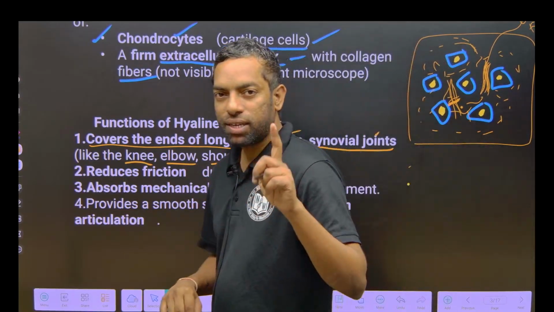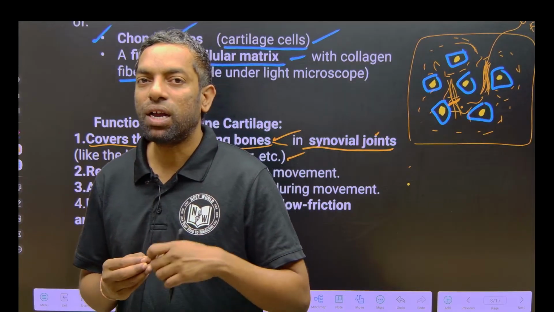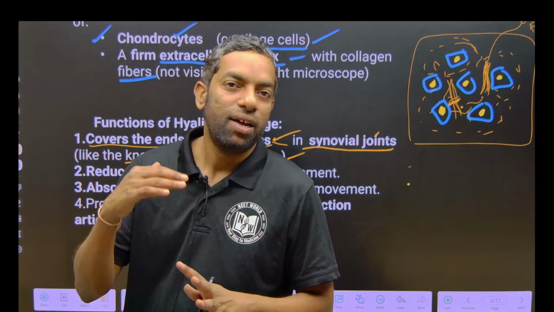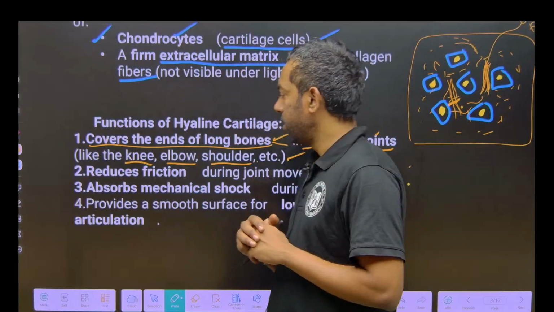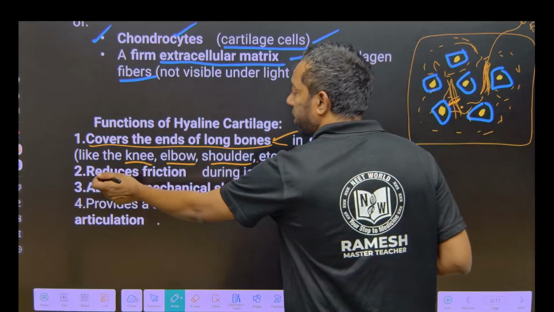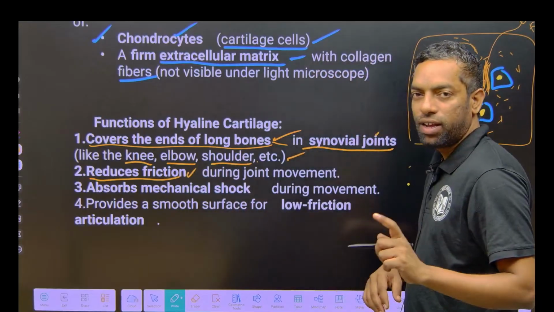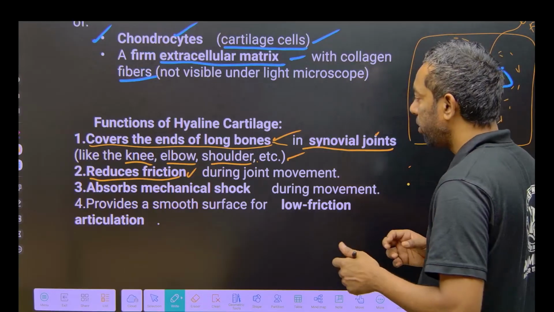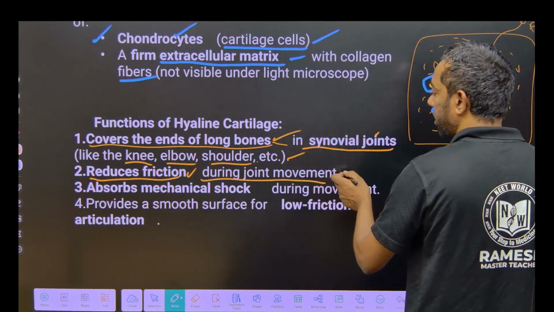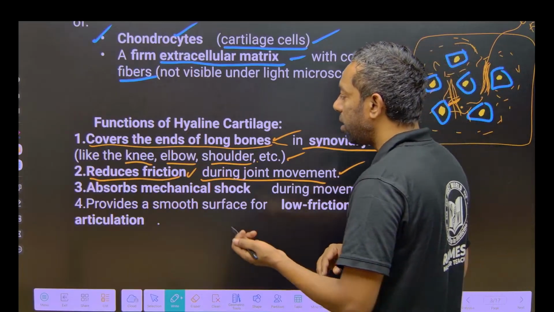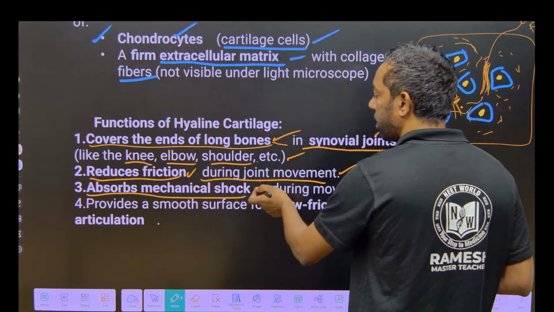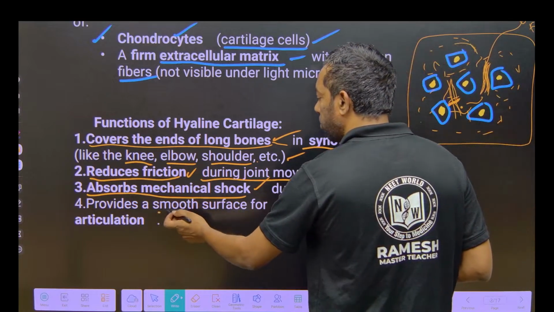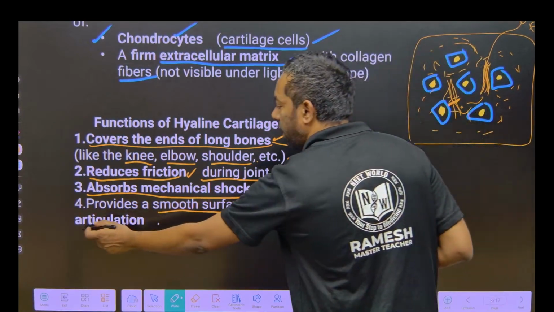Because of this cartilage, bone is converted into cartilage and cartilage is converted into bone. Calcification leads to increasing height. It can reduce friction. Of course, there is synovial fluid, which provides lubrication between the bones during joint movement. It absorbs mechanical shocks during movement. It provides a smooth surface for low friction articulation.